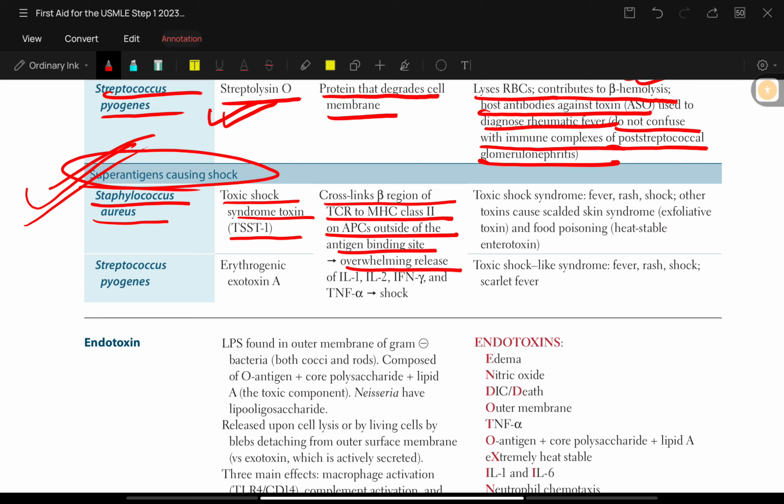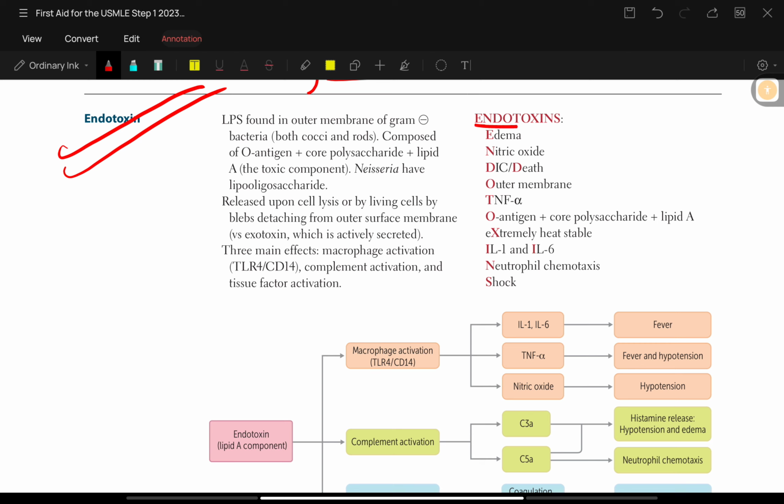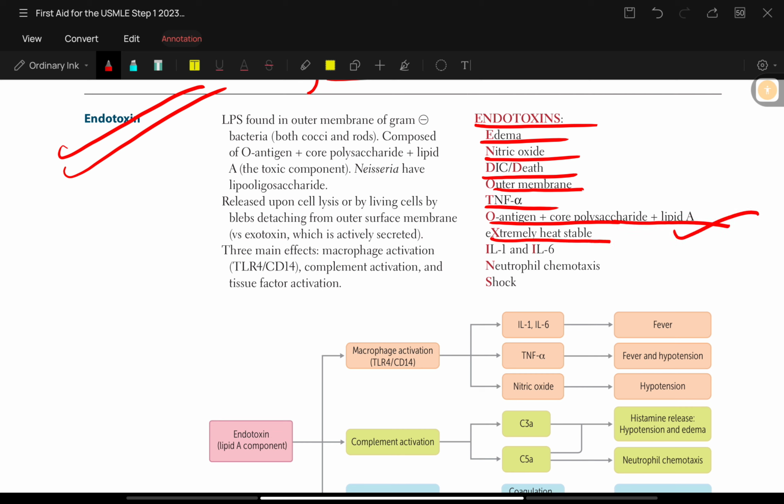Now moving to the next, talking about endotoxins. Endotoxins can cause edema, nitric oxide release, DIC, and death. Outer membrane, then tumor necrosis factor alpha. O antigens plus core polysaccharides plus lipid A, which is extremely heat stable. Interleukin 1 and interleukin 6, neutrophil chemotaxis, shock.